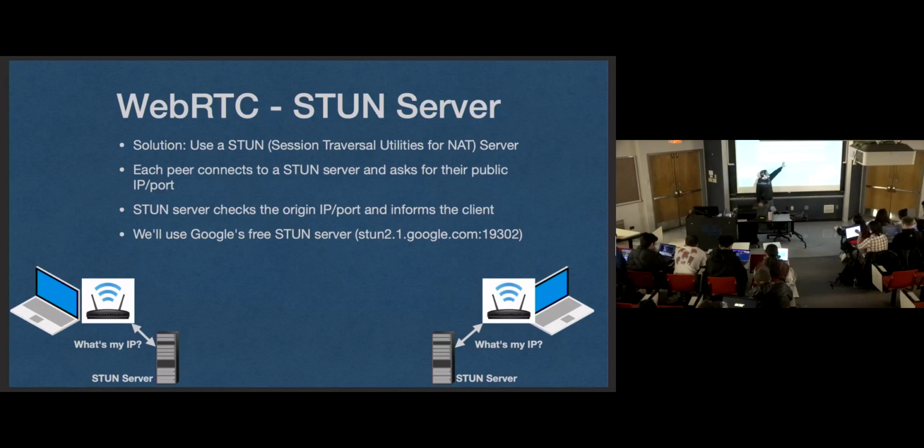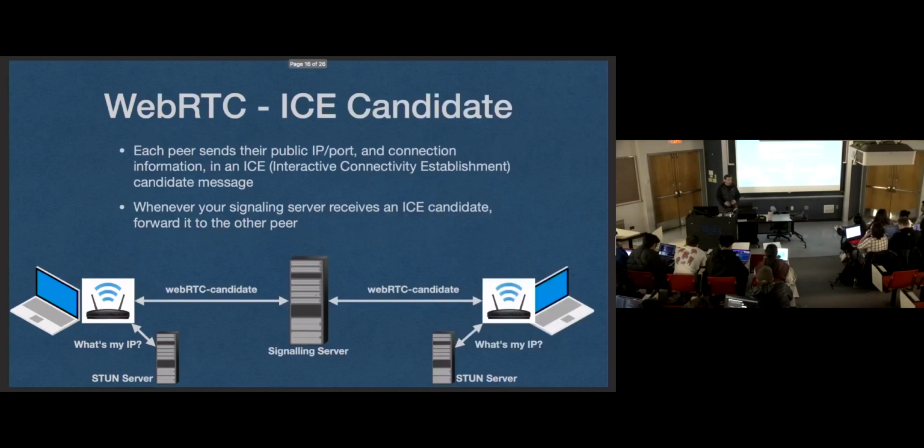So we'll use Google's free STUN server, this domain import. We ask the STUN server, hey, what's my IP? And we get our public IP address. The STUN server isn't going to know our local IP address, won't even know it exists, but it does know our public IP address, which is the one we're concerned with, because that's how the other client is going to connect to us.